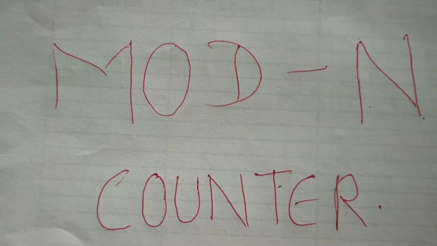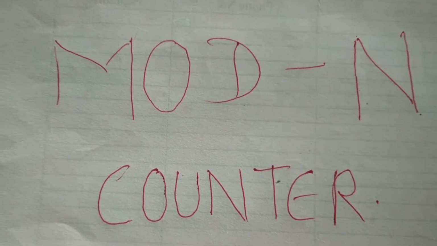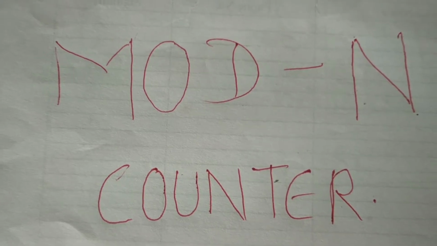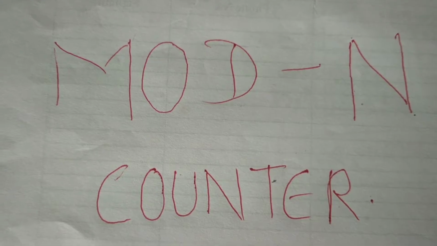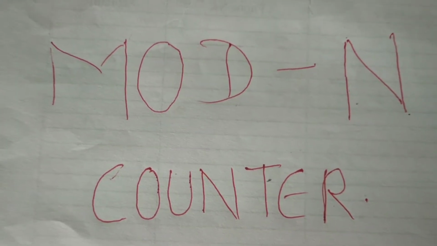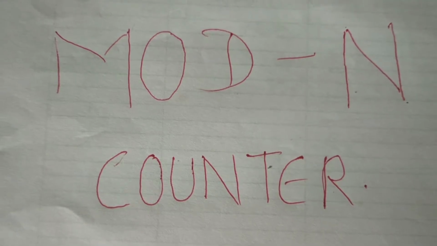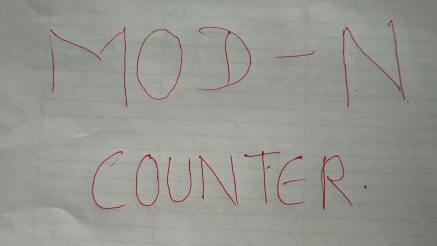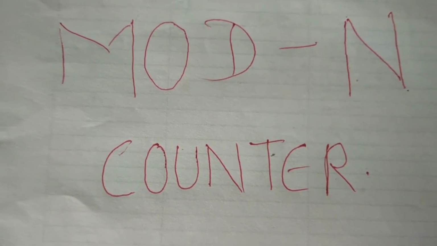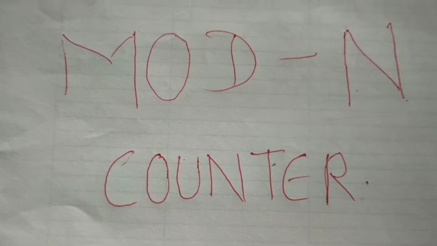We are going to see mod n counter. So first of all, we should know what is mod n. Mod n means nothing but a number of states, right? For example, if you want to implement a mod 7 counter, that means we have to implement 7 states that should be counted. That means counting should be done from 0 to 6. That means 0, 1, 2, 3, 4, 5 and 6, right? So that is what your mod n counter is.